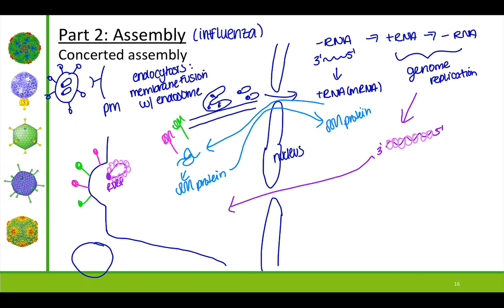So this idea of exocytosis in the case of things like influenza, we call it budding. And so budding is just releasing of these progeny virions. So let's be complete here and draw our progeny influenza. And so we call this process, again, budding.